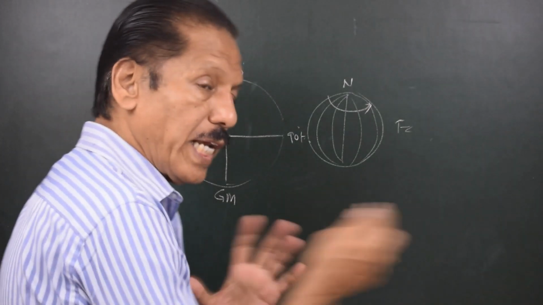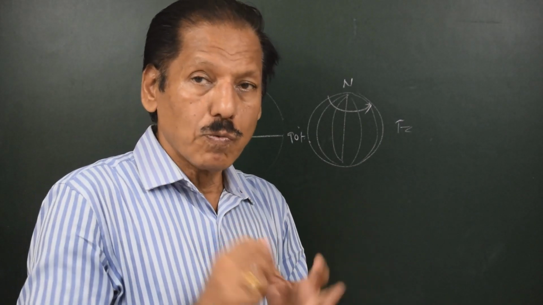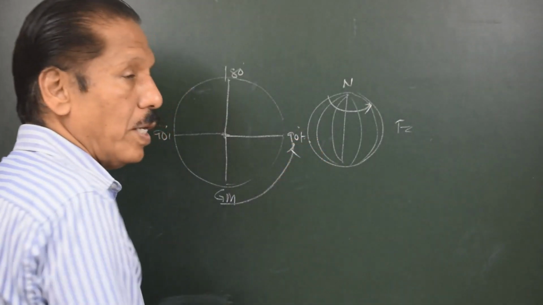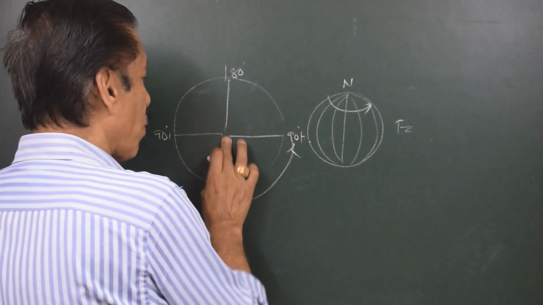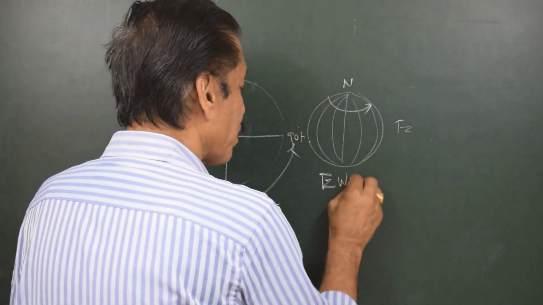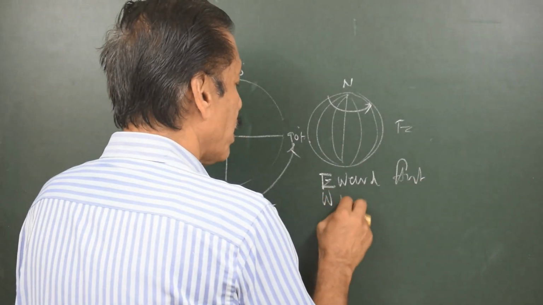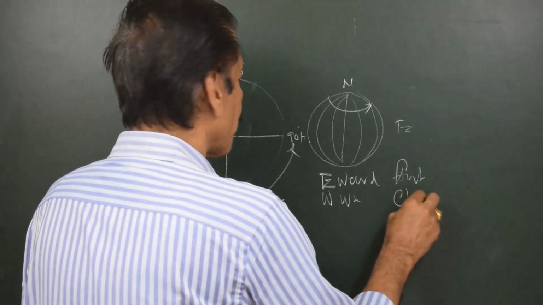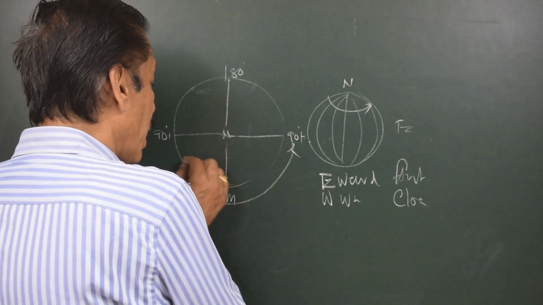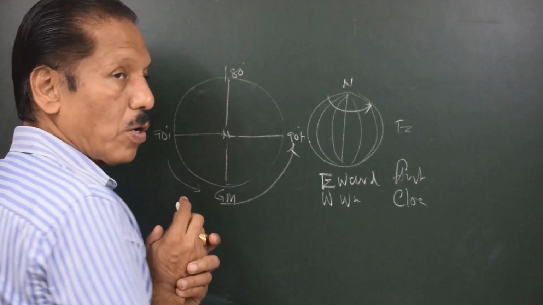West to east means eastwards, and when you are looking from the north, eastwards means anti-clockwise. That means Earth spins this way. So please understand, when we are looking from the top of the North Pole, eastwards means anti-clockwise and westwards means clockwise. So if we say which way the Earth is spinning, Earth is spinning anti-clockwise, as you see from the North Pole.